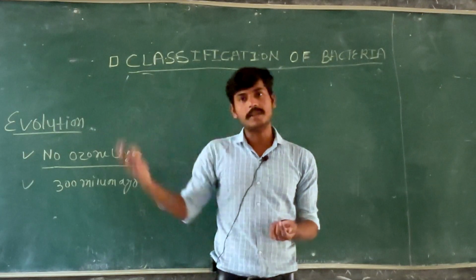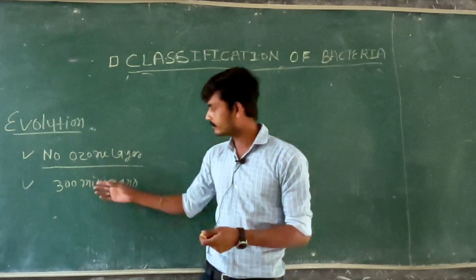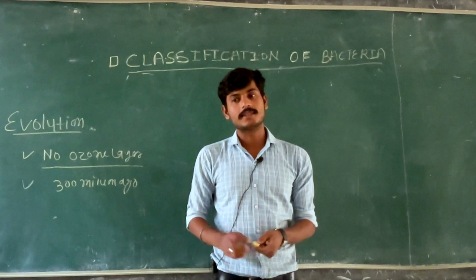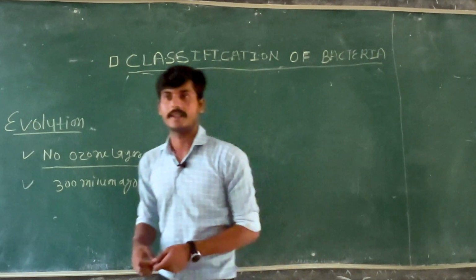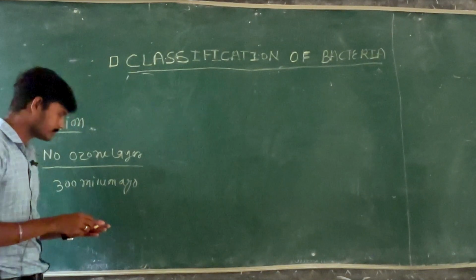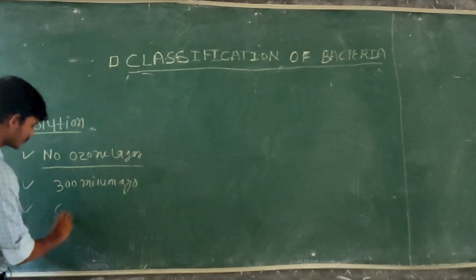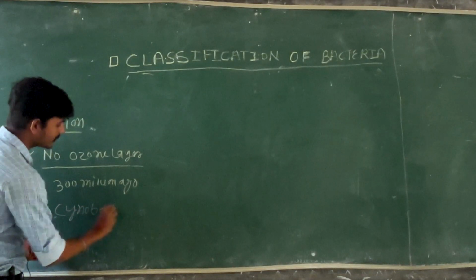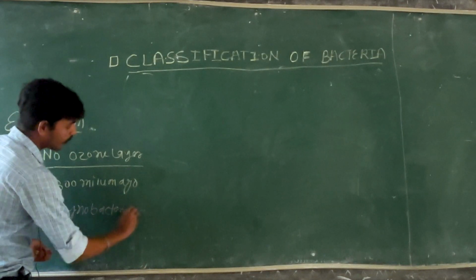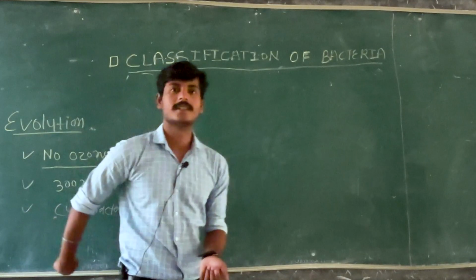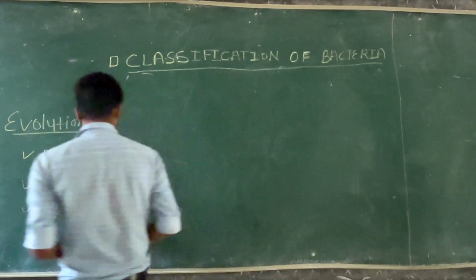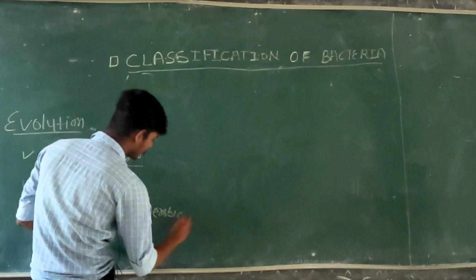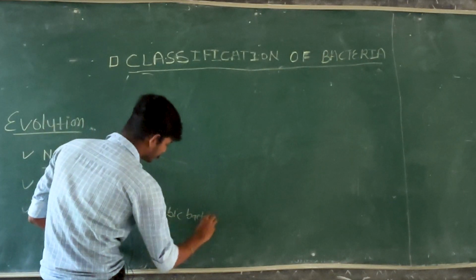After some years, around 200 million years ago, there was one bacterium called cyanobacteria. Have you heard about cyanobacteria? This is the first aerobic bacteria. Write it down: cyanobacteria is an aerobic bacteria.